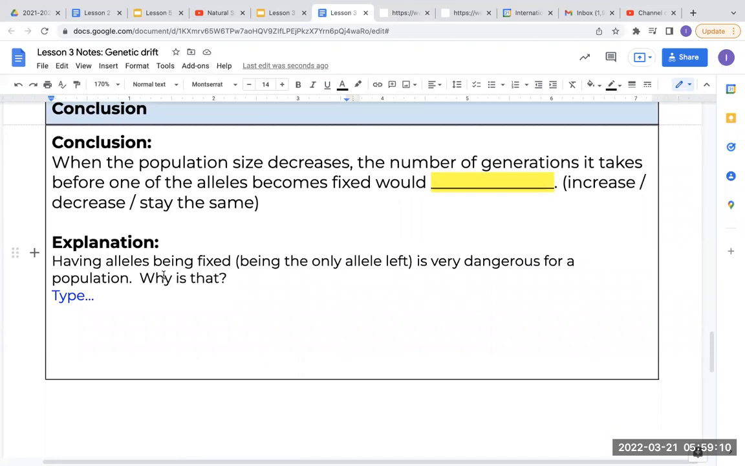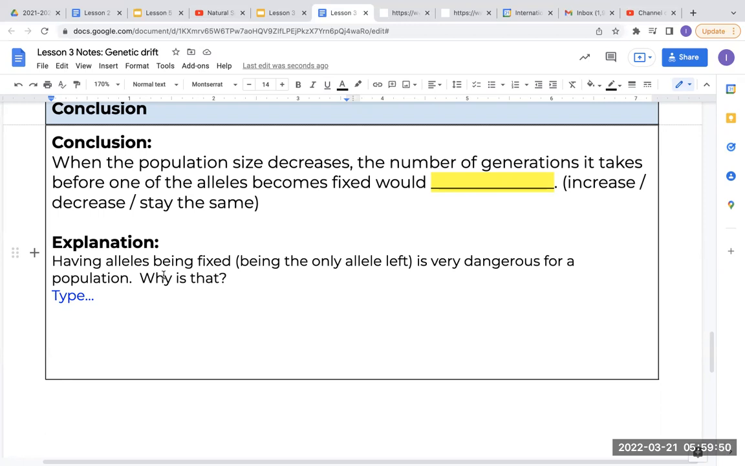Now, having alleles being fixed can be very dangerous for a population. All right, you never want to have only one allele in a gene. And I want you to think about why. Now, in biology, we have something called biodiversity, right? We want a different variety of species on Earth. We don't want to decrease our number of animals or different types of animals. The same thing for genetics: we want to maintain a genetic diversity for a gene. We never want to only have one allele for a particular gene.